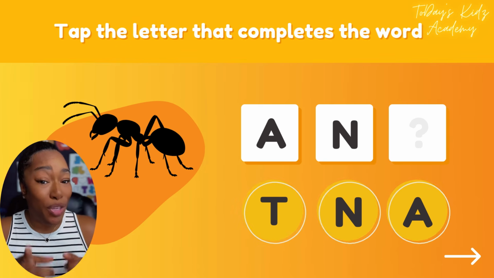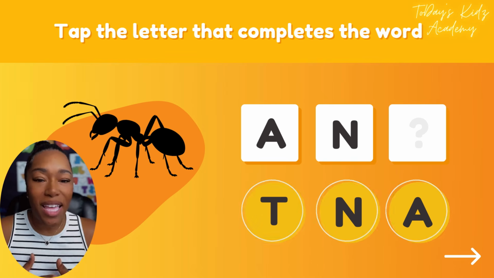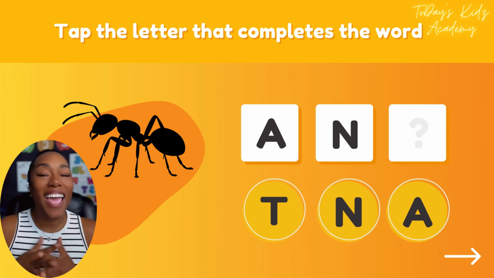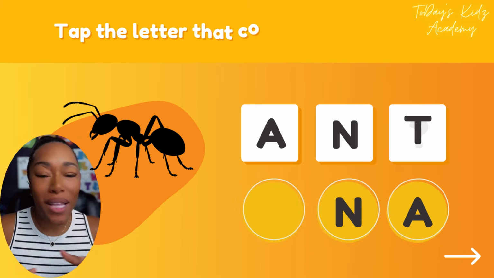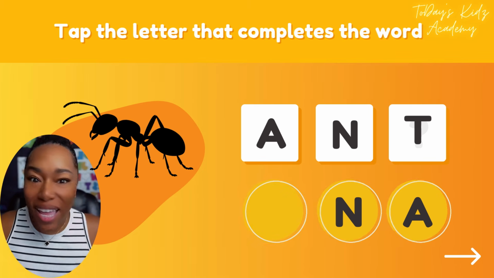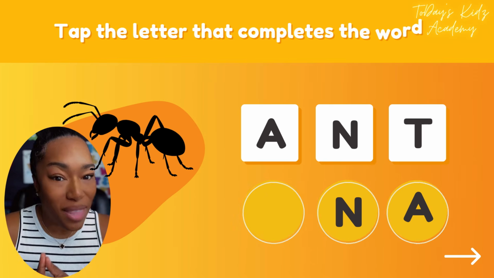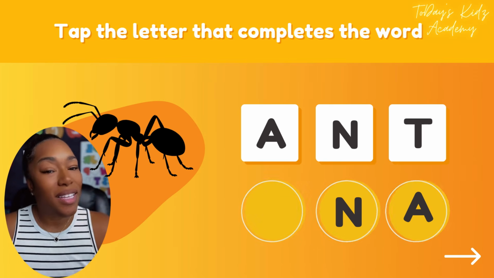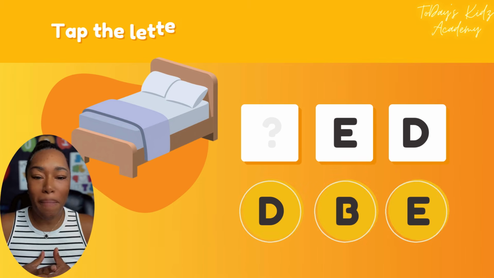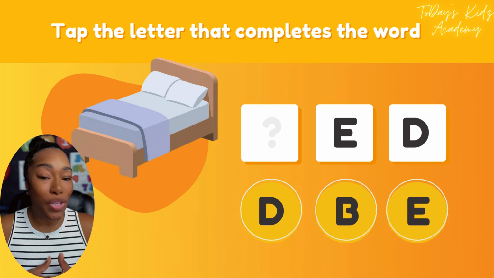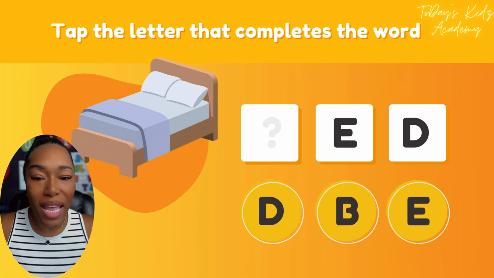The next word is ant. Tap the screen if you know the missing letter in ant. Ant. If you pick the letter N, you're right. Ant. Spell ant with Miss Fee. A-N-T. Ant.